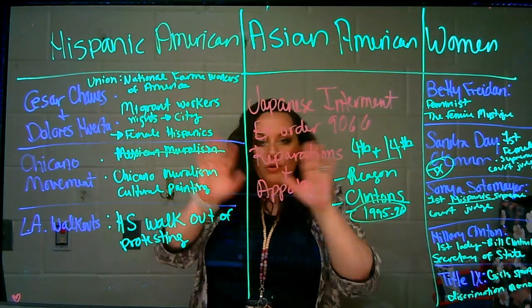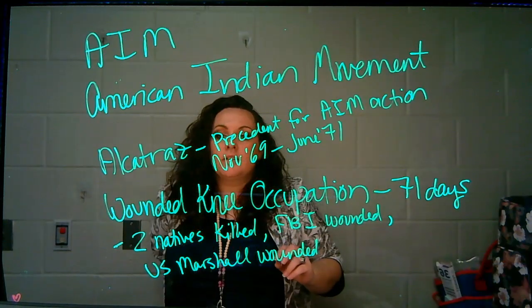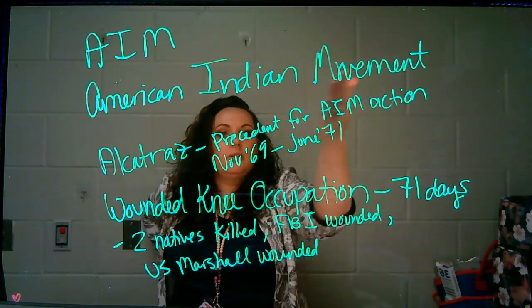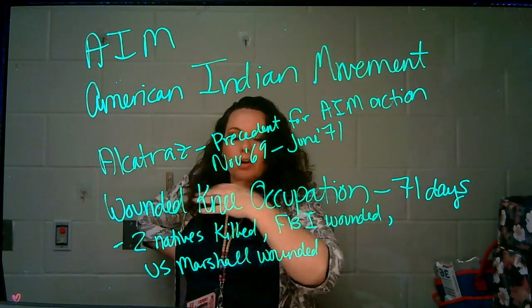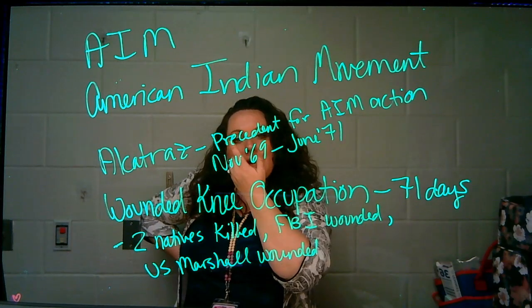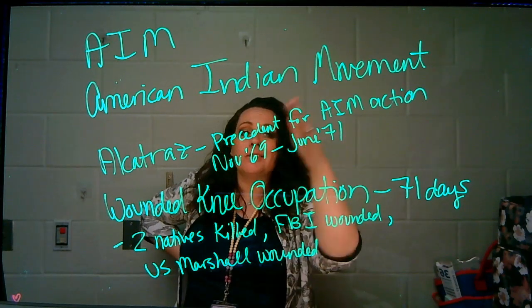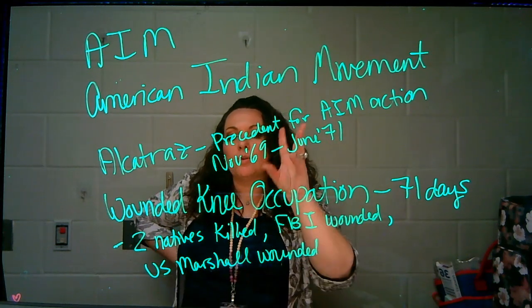Okay, now we're going to go into a little bit more and then we will be done. Okay, so let's talk about the American Indian movement. I had briefly mentioned them at the beginning. So Alcatraz, this is going to be the precedent for all AIM action that's going to come, and it lasts from November 1969 to June of 1971. So it is going to take a very long time, and it's slowly going to dwindle.